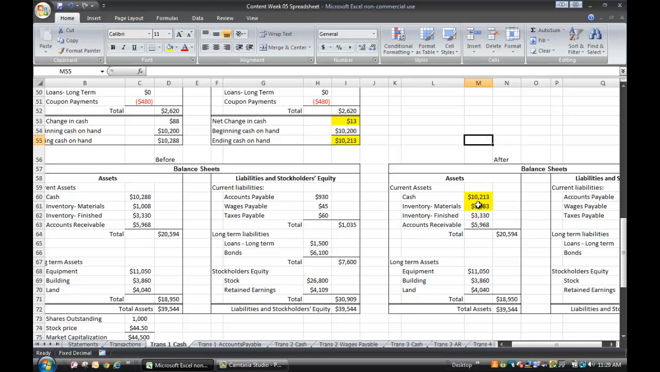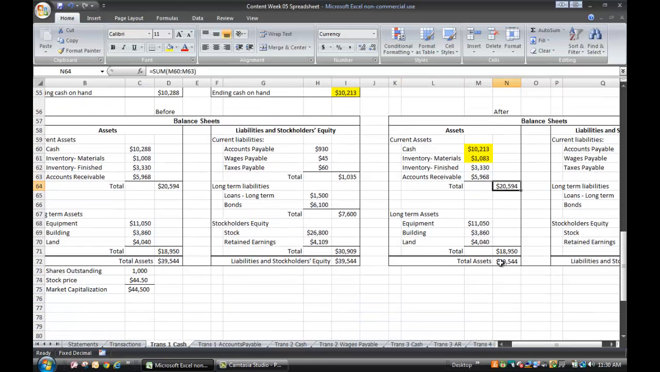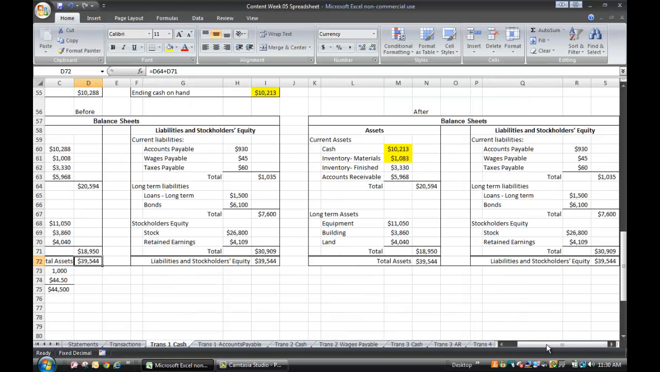And you will note that we subtracted 75 from cash, we added 75 to materials, so it cancels out each other. The total stays the same. It's an exchange of one type of asset, cash, for another type of asset, materials. The assets within the organization are the same, the total. So the total is still 39,544 as it was here. There's no change in stockholders' equity or liabilities. That is still 39,544. None of these are affected when we pay cash.